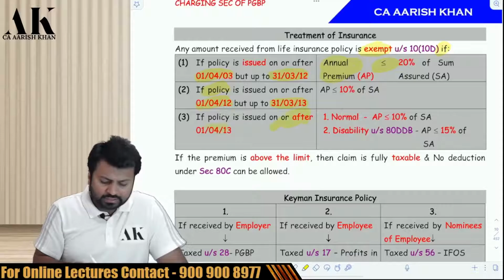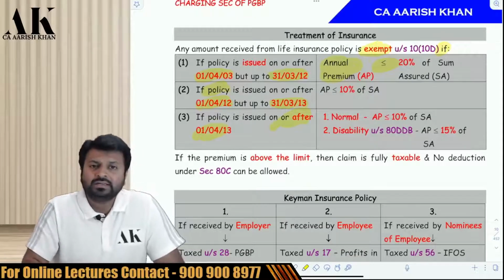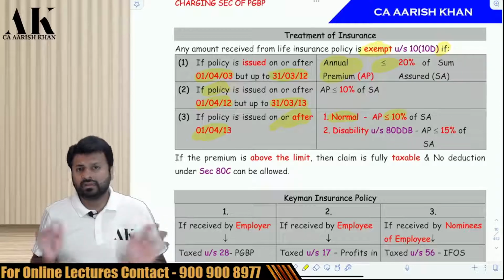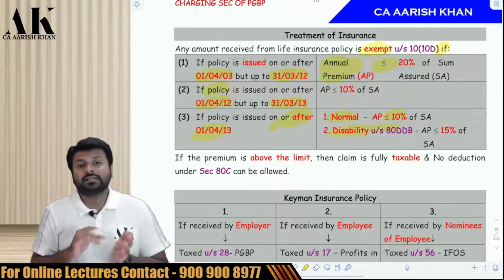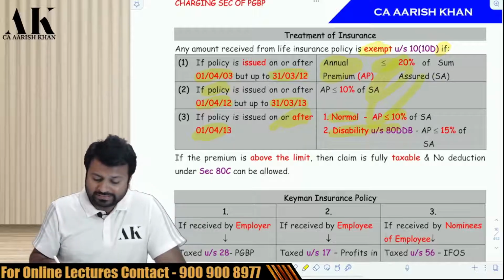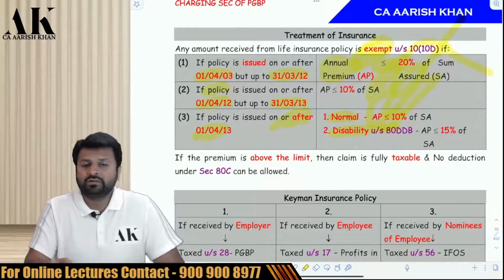Now, if the policy is issued after 1/4/2030, then there are 2 percentages which are given by the government. For a normal assessee, it is up to 10%, is all fine. But for a disabled person, it is up to 15%, is all fine. Okay. If the percentage crosses these limits, then this exemption will not be available. It will be taxable in your hand.